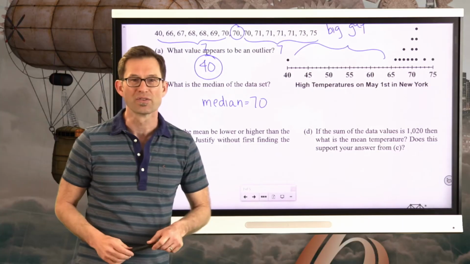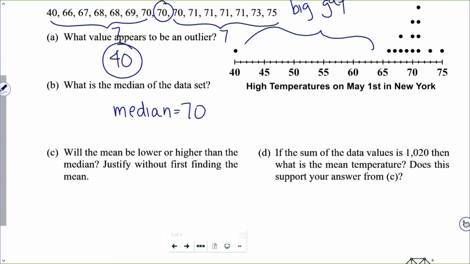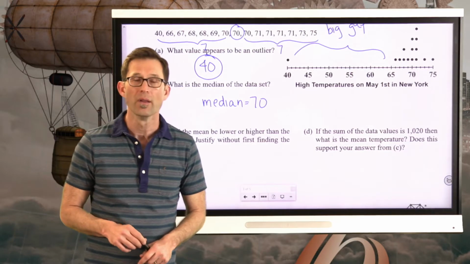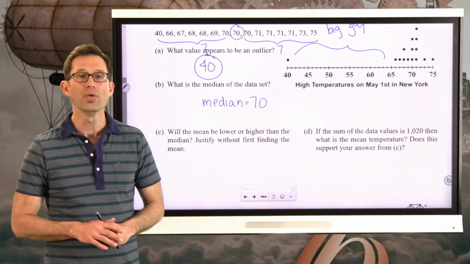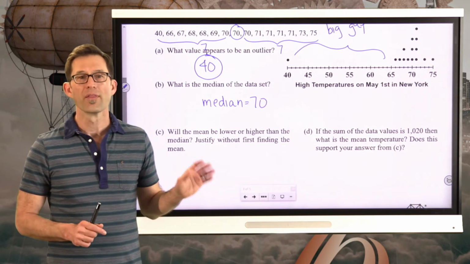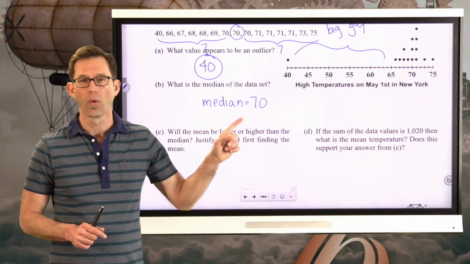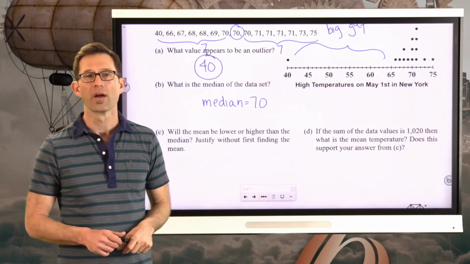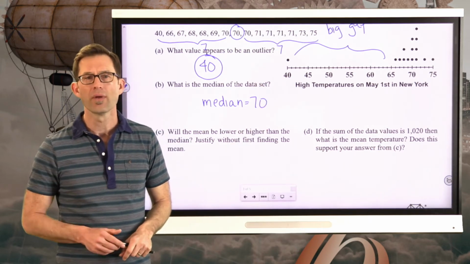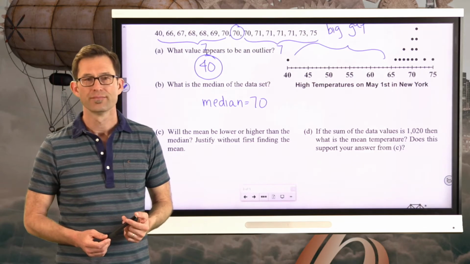Now, let's talk about letter C. Will the mean be lower or higher than the median? Justify without first finding the mean. In other words, without even calculating the mean, I claim that you can tell me whether or not the mean will be higher or lower than the 70 based on the fact that our outlier is sitting there at 40. Pause the video now and make a prediction.